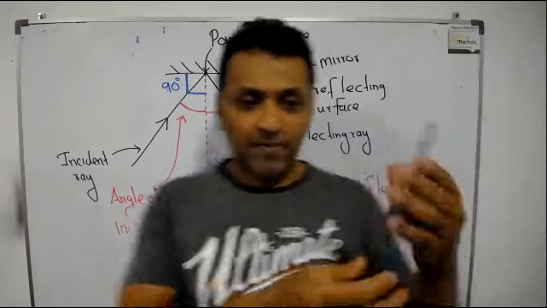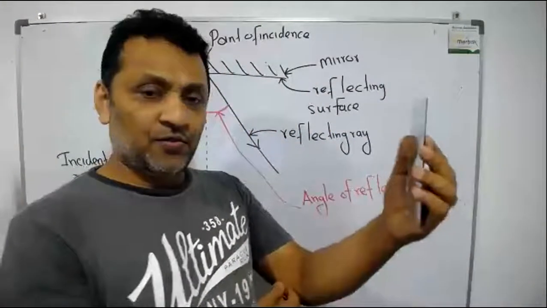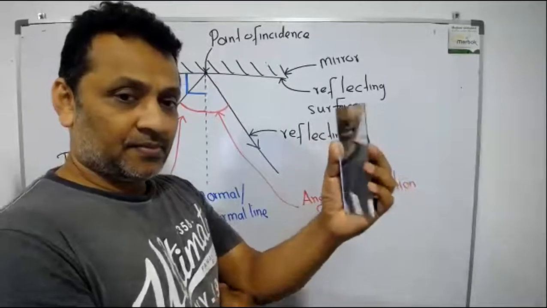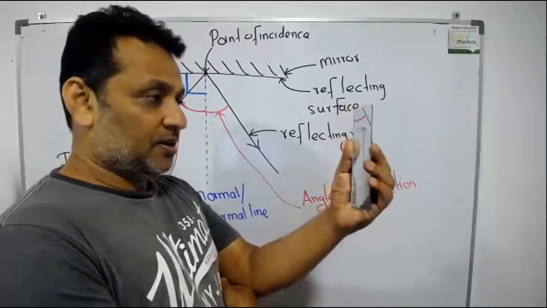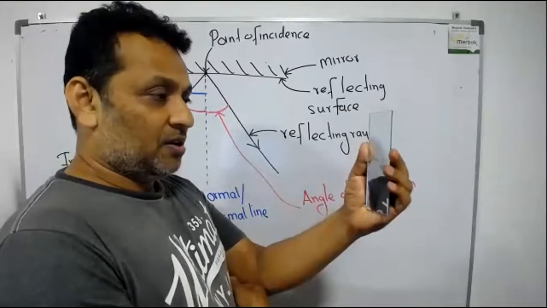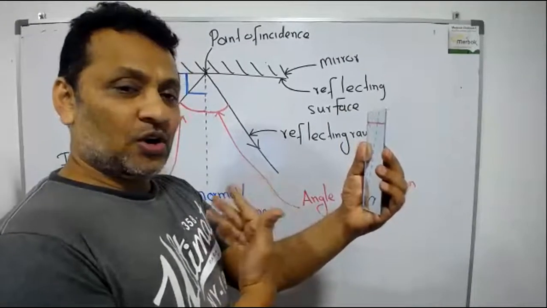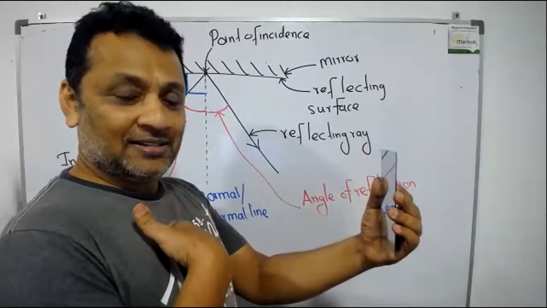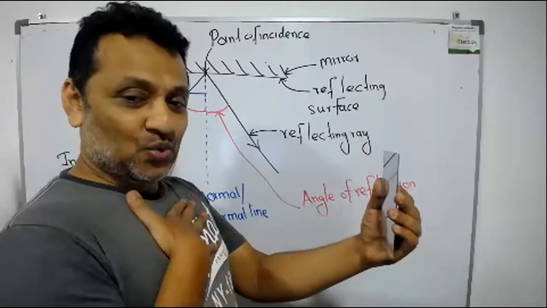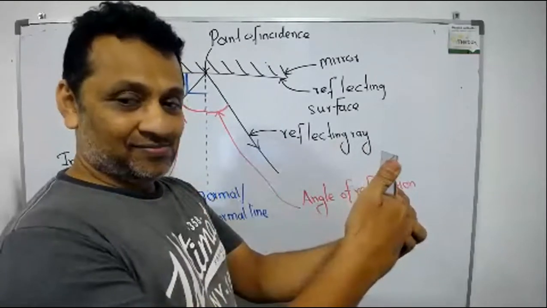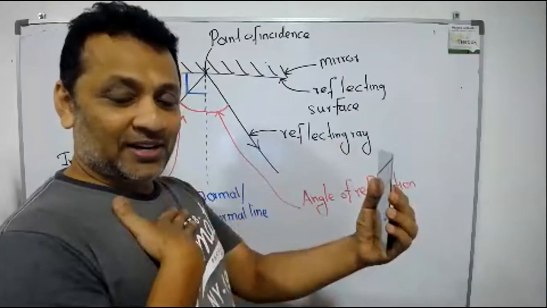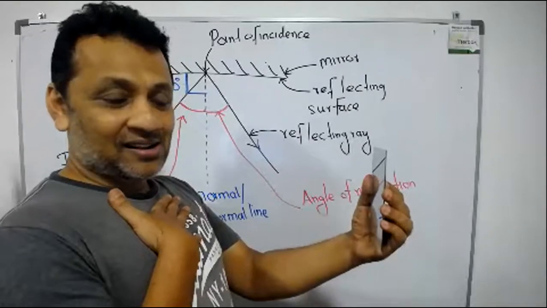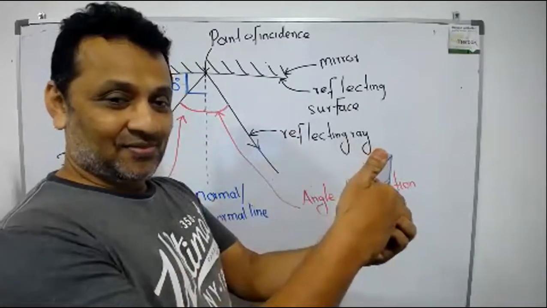Here I stand in front of a mirror. Which one do you call object distance? Object distance is the distance between you and the mirror. You are the object, and the mirror. That is the object distance.